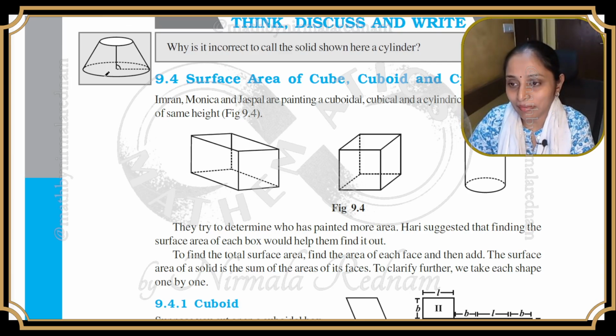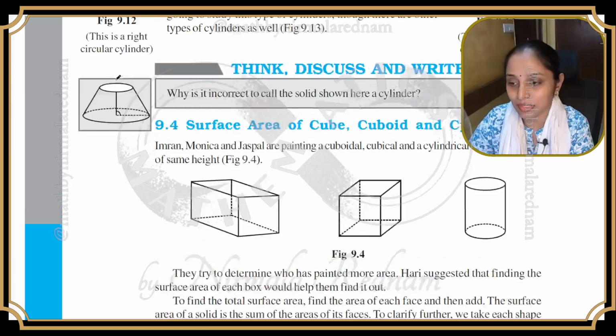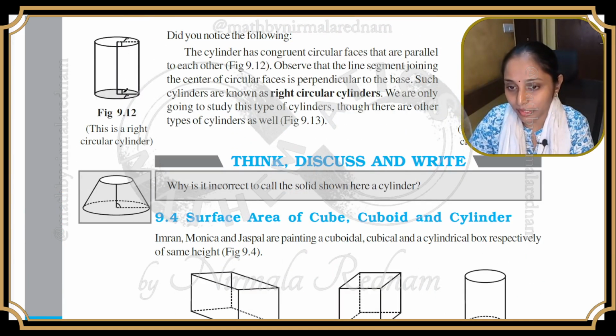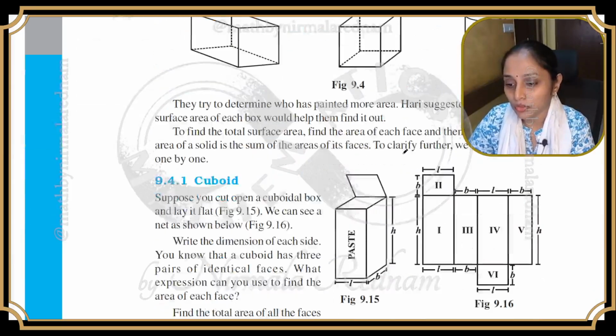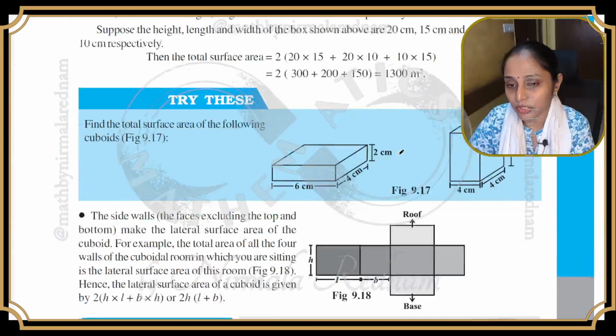Now, look at this figure. Why is it incorrect to call the solid shown here a cylinder? The reason being, we have seen that in a cylinder, you need the base and the top to be congruent, right? Here they are not congruent, and that is the reason why it's not a cylinder. If you actually look at this, we have already discussed it. If this is 90 degrees, then it's called a right circular cylinder. Right, because it's 90, circular because base and top are circles. And here it's not 90 degrees, it's a different angle, therefore it is not a right cylinder, right? So that is about the first question.